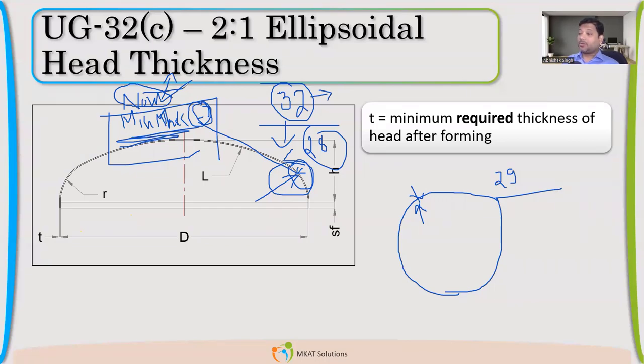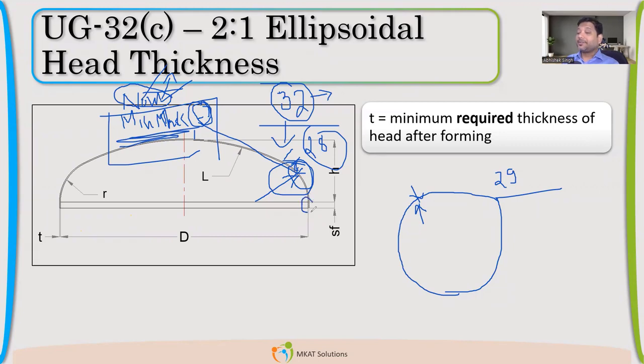No, Satya, we cannot show that, and definitely it's not going to happen. You will have different thicknesses. Your knuckle thickness will be the minimum. Your crown will not normally change. It will remain whatever nominal thickness we have given.